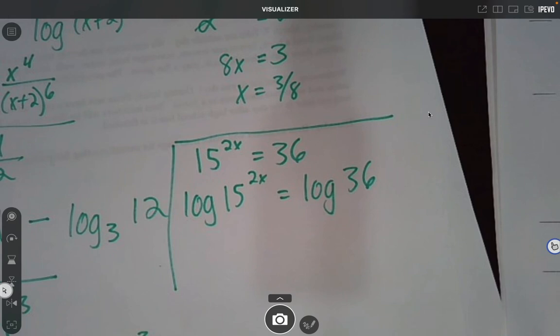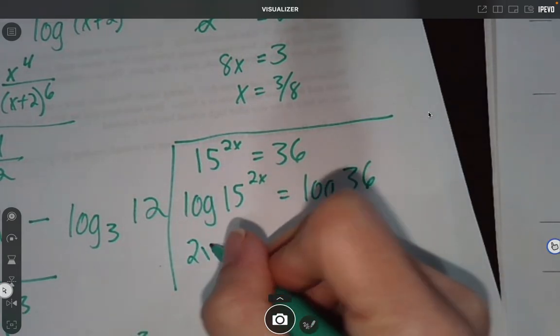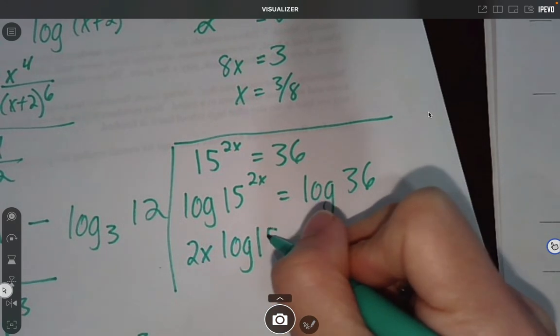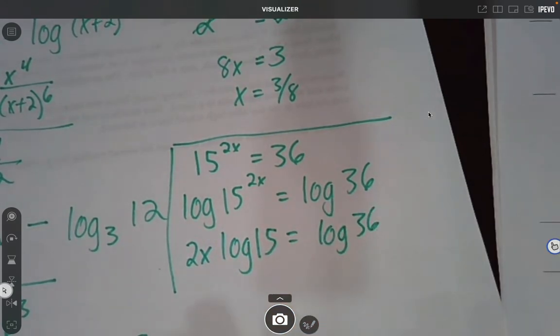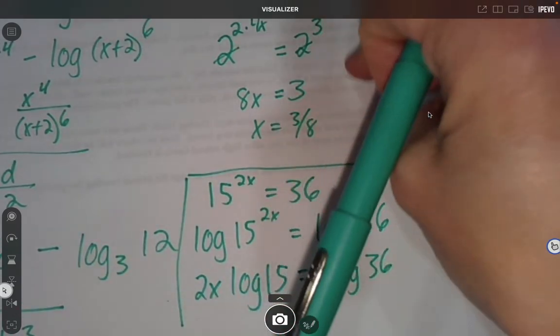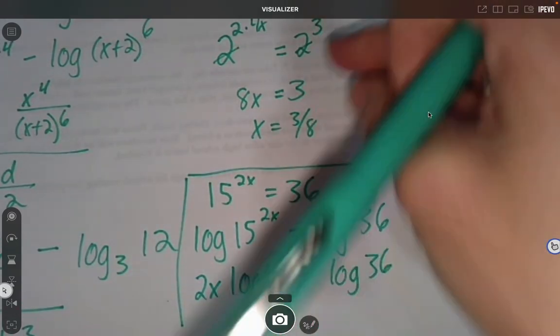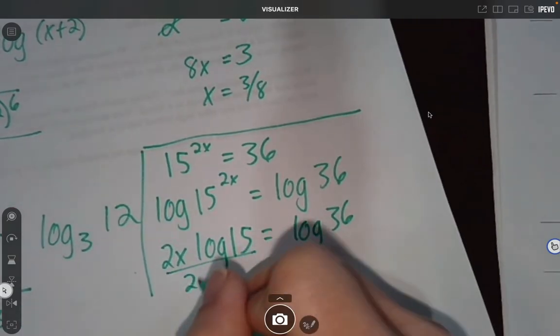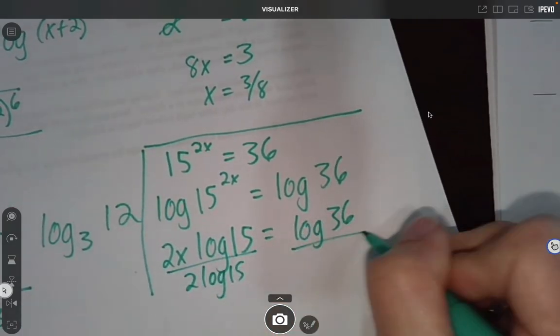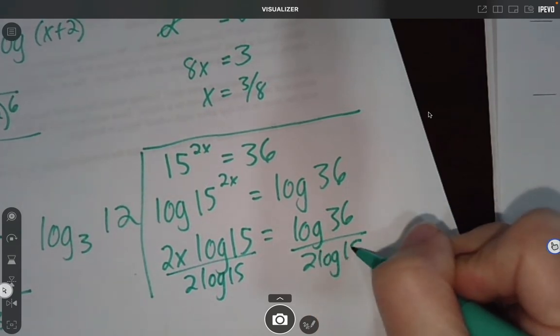The whole point is you can't have a variable exponent. So you move your 2x to the front. That's just one of the rules we learned. Now, to solve for x, all you have to do is divide. And y'all, you could have done this exact same thing on the one before it. This is probably what I would have done to keep it consistent. So I'm just going to divide by 2 log 15. That's just a number in your calculator.